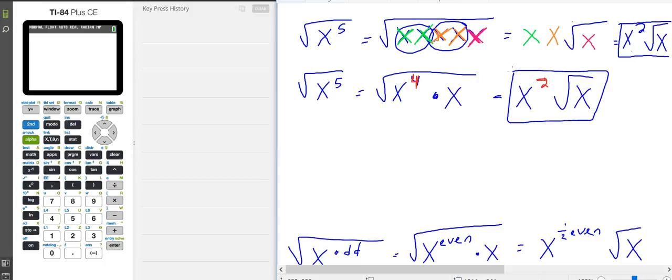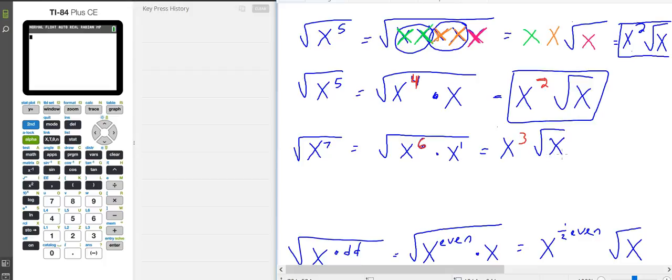Let's try it with the square root of x to the seventh. We're going to rewrite this. The exponent right below x to the seventh would be x to the sixth, and we have to multiply by another x. X to the 6th times x, it's really x to the 1, is the same thing as x to the 7th, which is equal to, we're going to take 1/2 of the 6 and bring it outside. So 1/2 of 6 is 3. X to the 3rd, square root of x, which is the square root of x to the 7th.